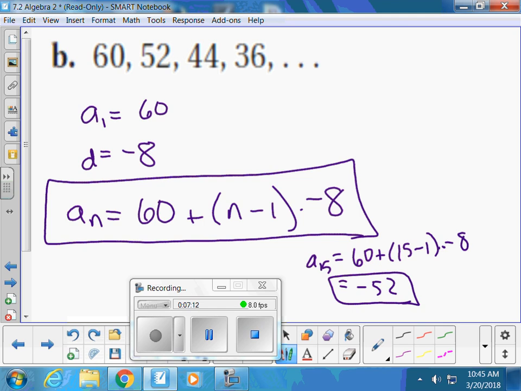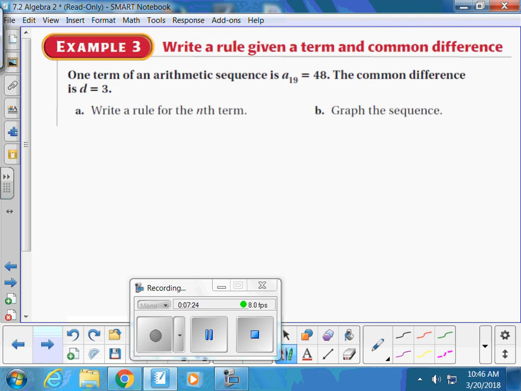All right, we're going to do one where the information given to us is slightly different. So instead of using the template, I believe the easiest way is just to use slope-intercept form equation. So here it is. Let's look at the information provided. They are saying that one term of the arithmetic sequence, a sub 19, is 48. That's a fancy way of saying that the 19th term in the sequence is 48.